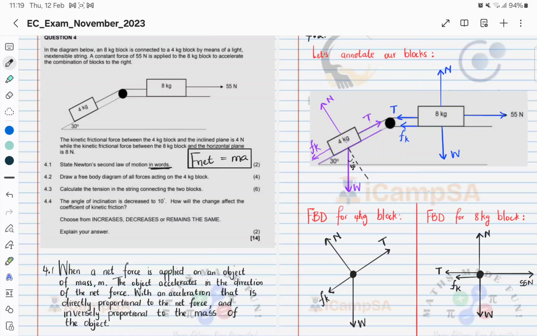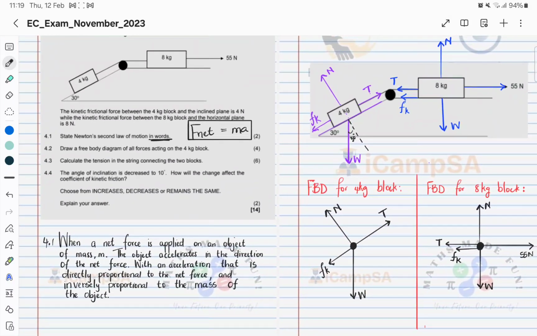So for questions like this, whether it's tension or acceleration, and you see that you have two blocks connected by an inextensible string, just know that whenever they ask you for the tension or the acceleration, chances are you'll have to use both of these free body diagrams. In this case, we have two: the one for the 4 kilogram block, and the one for the 8 kilogram block.